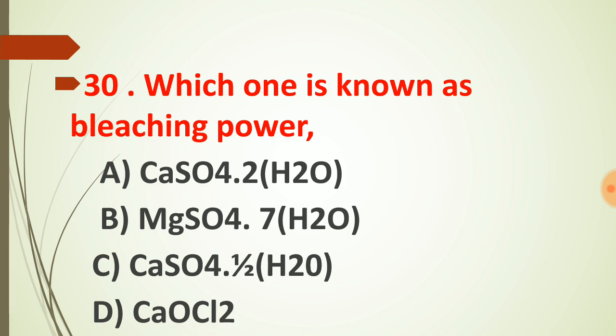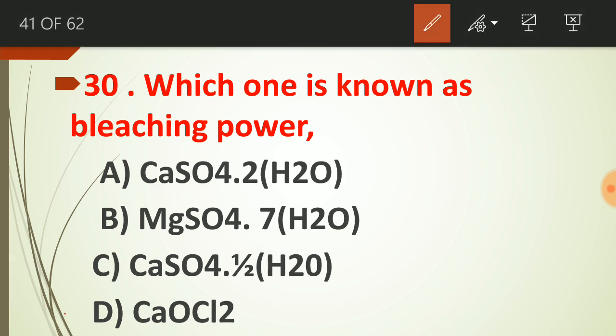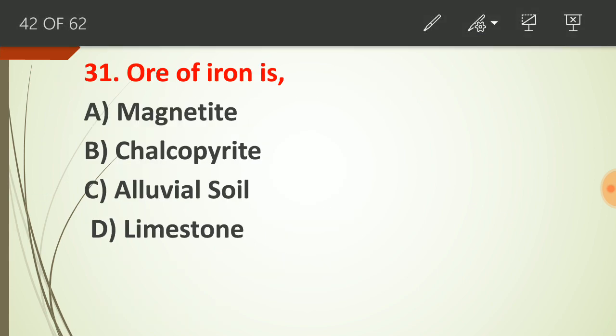And again, which one is known as bleaching powder? CaOCl2 is known as bleaching powder. This type of question will also come in your examination. You need to identify the chemical formula for the given name. Now let us move to question number 31.